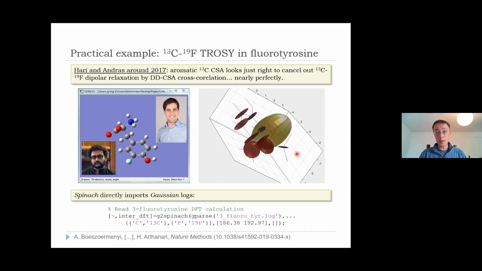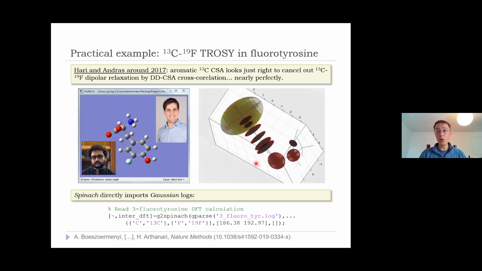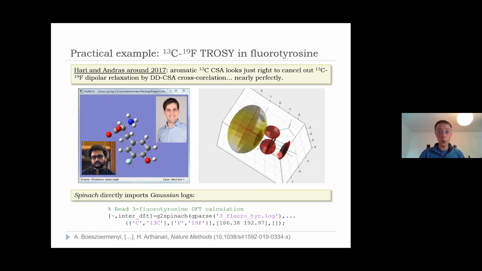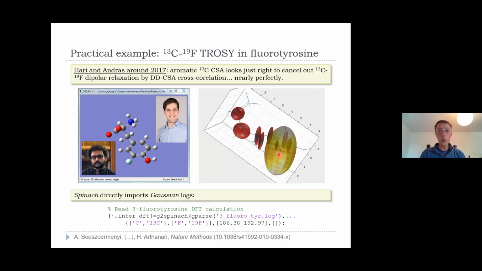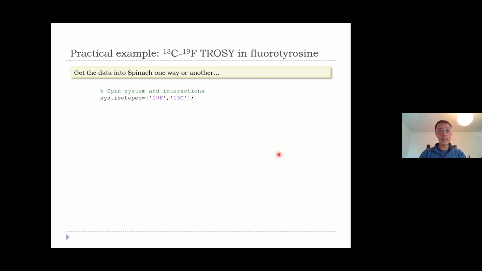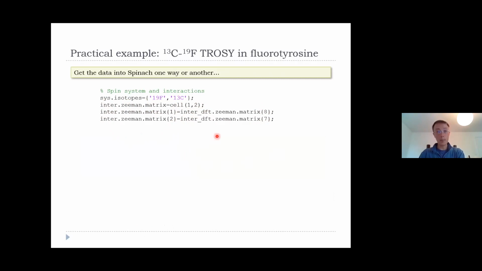And Spinach by then was able to directly import Gaussian logs, so quantum chemistry calculations can just be read in automatically. So we read them in. Once you get the data in, it's exactly the same flow chart that I've just shown you. In general, we said sys.isotopes is fluorine and carbon, inter.zeeman.matrix, a cell array of two matrices. The first matrix is what came out of DFT for the 8th atom. So in the quantum chemistry calculation, it was atom number 8. Now it's atom number 1. Carbon was atom number 7. Now it's atom number 2.